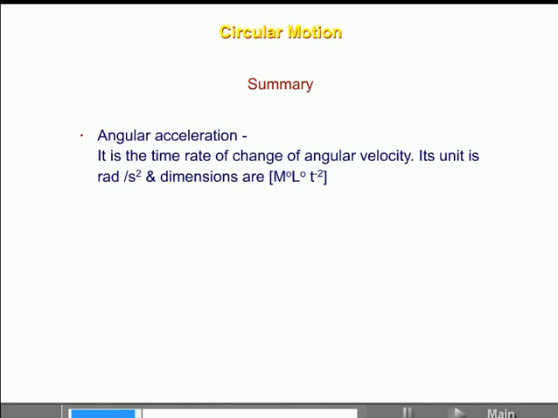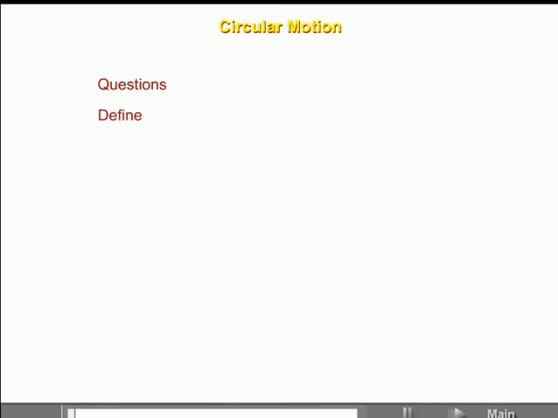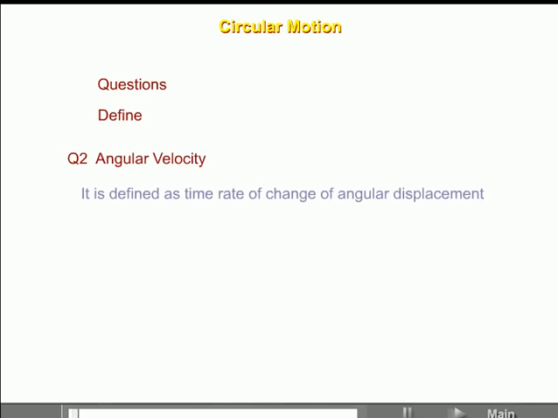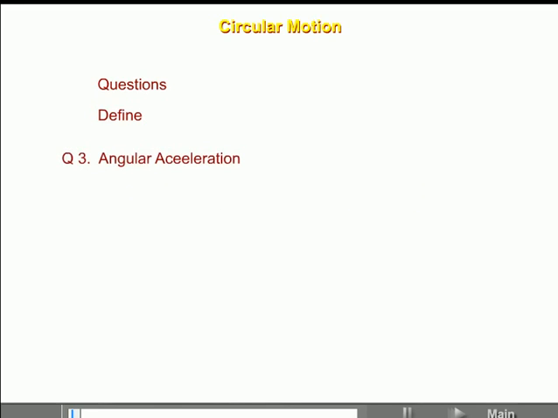Angular acceleration. It is the time rate of change of angular velocity. Its unit is radian per second squared and dimensions are M to the power 0, L to the power 0, T to the power minus 2. Questions. Define angular displacement. It is defined as the angle traced out by the position vector of the particle. Angular velocity. It is defined as time rate of change of angular displacement. Angular acceleration. It is defined as time rate of change of angular velocity.